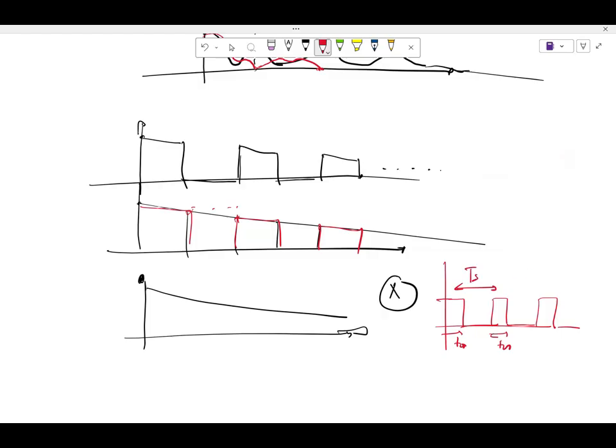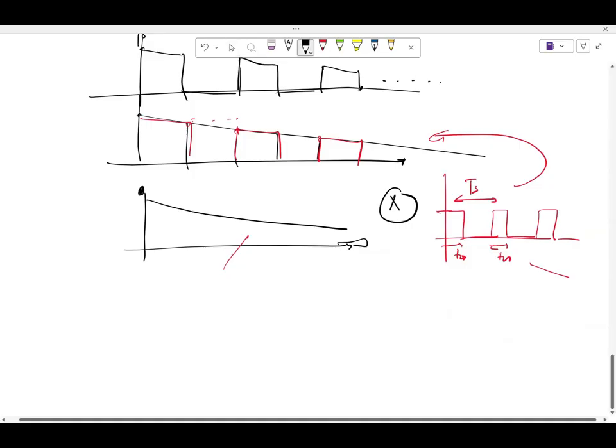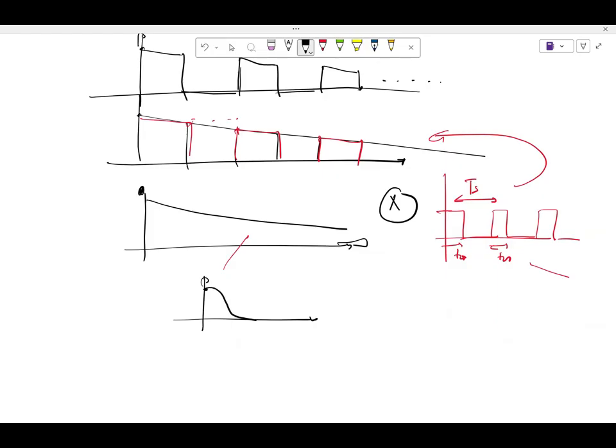So if you do that, then you kind of get this, right? This is the classic 1 by 1 plus j omega RC, right? And when you multiply with this, you are convolving in frequency domain. So basically, what I'm trying to say is this will have a transfer function of 1 by j omega RC, the classic RC time constant transfer function.